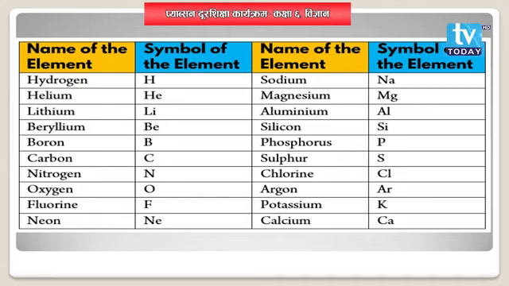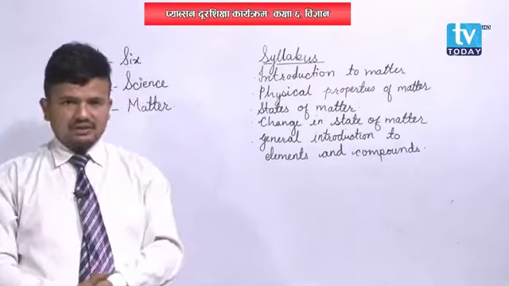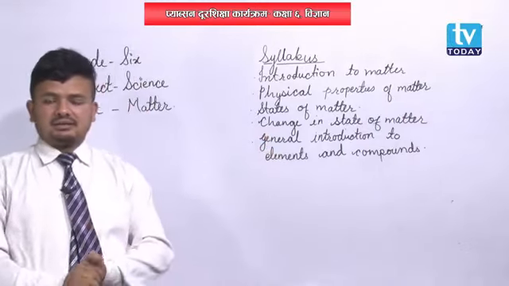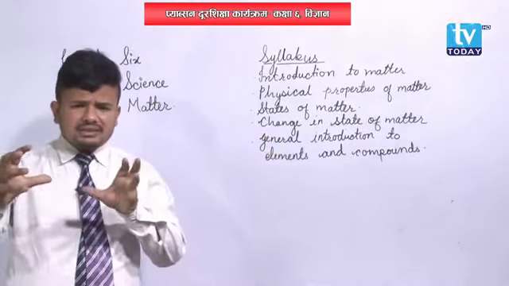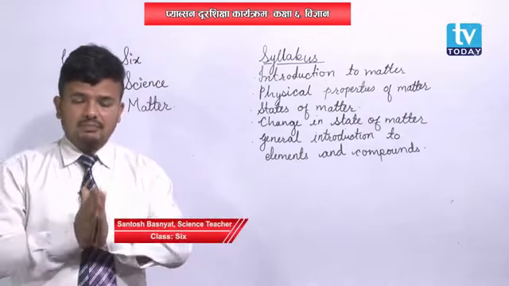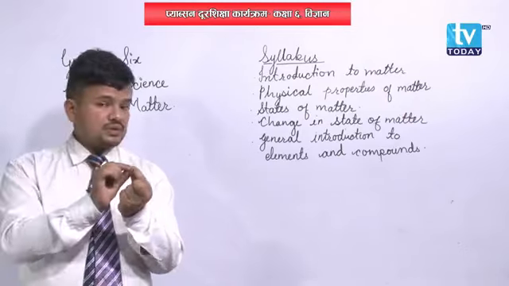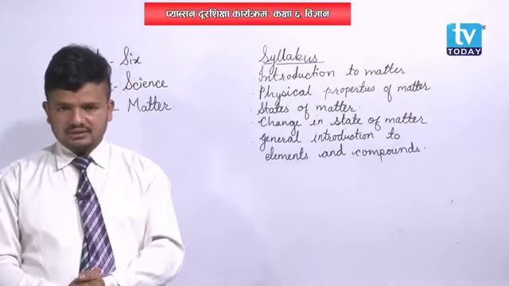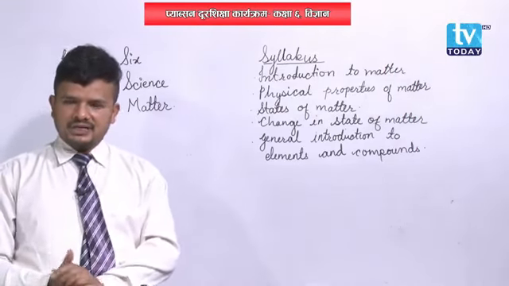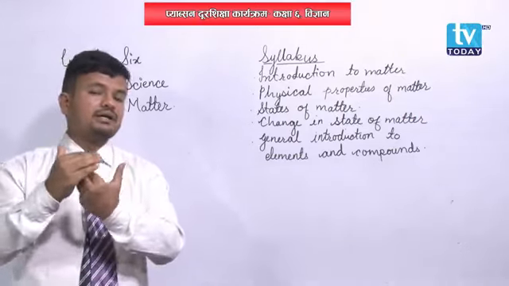Okay, I told you 118 elements are there, and out of them I listed 20 right now. You can also see that in the slide. Then all these elements combine together to give compounds. Do you know water is a compound? Water is made by the combination of hydrogen and oxygen. Hydrogen is an element and oxygen is also an element. So elements combine together and give compounds. There are an infinite number of compounds, but elements are only 118.